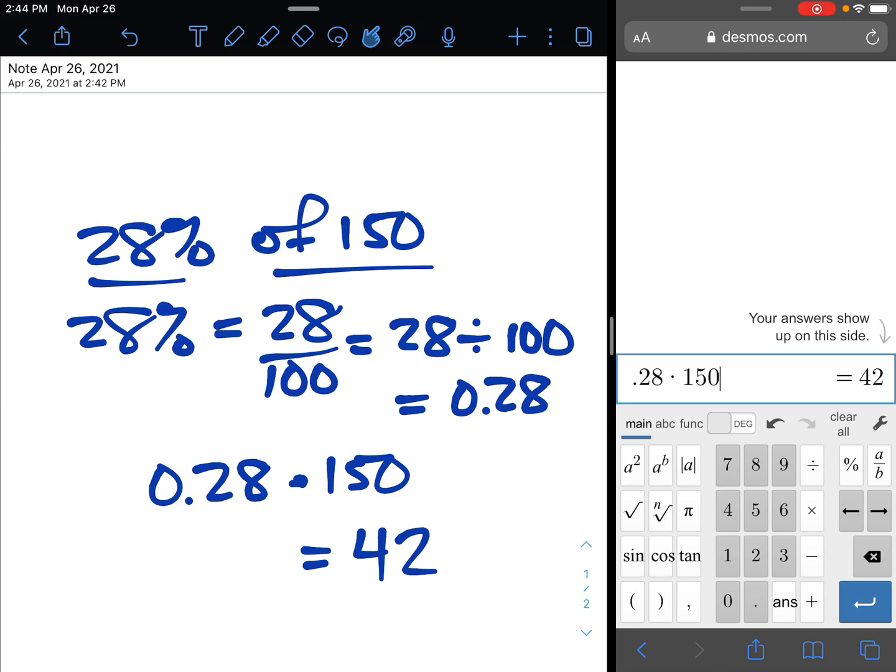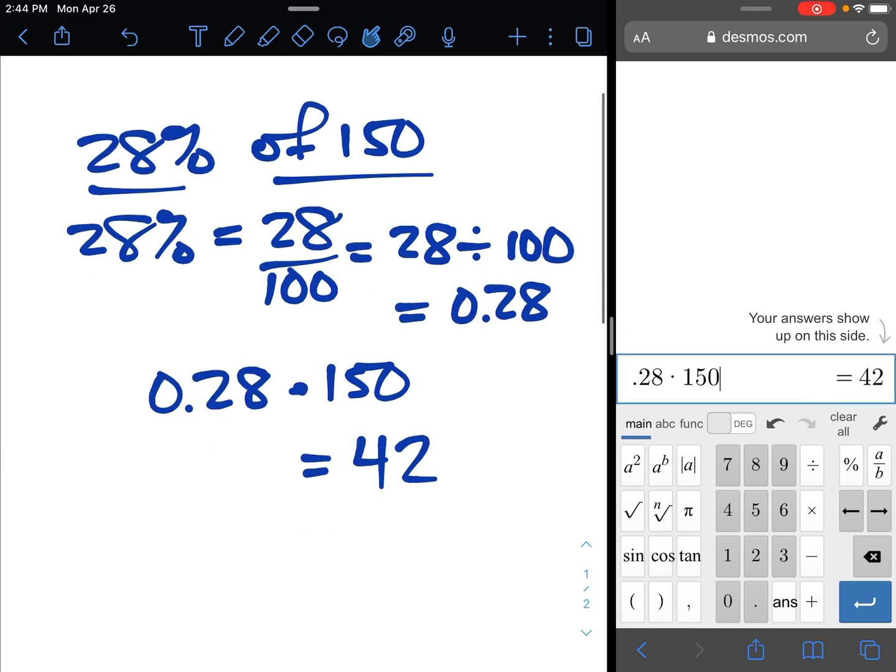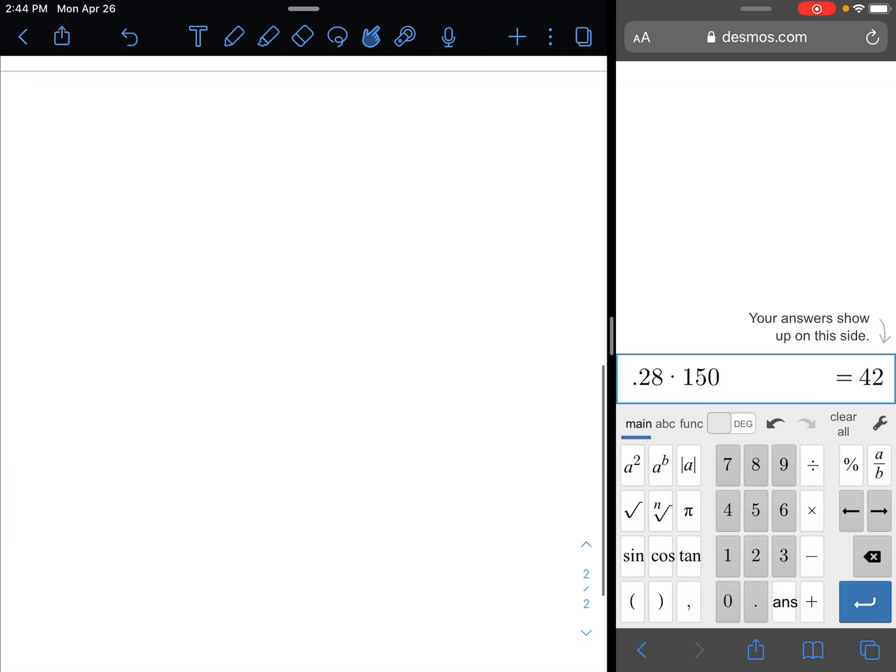That's how it works whenever you want to find a percent of a number. If you're given the percent and the whole thing, you're looking for the part. So that's how we do it basically every time. The next one we're going to look at here is a little bit trickier.